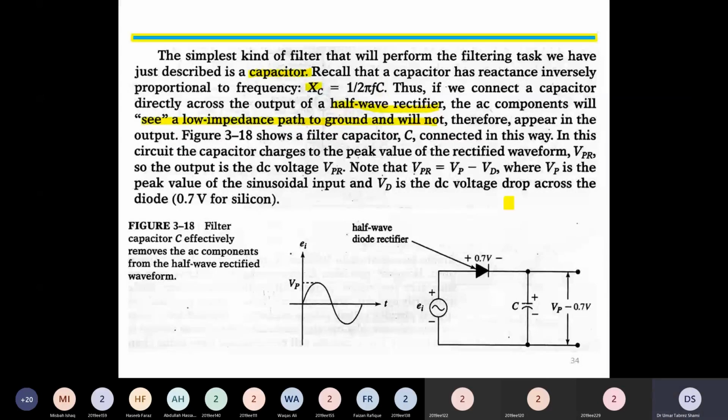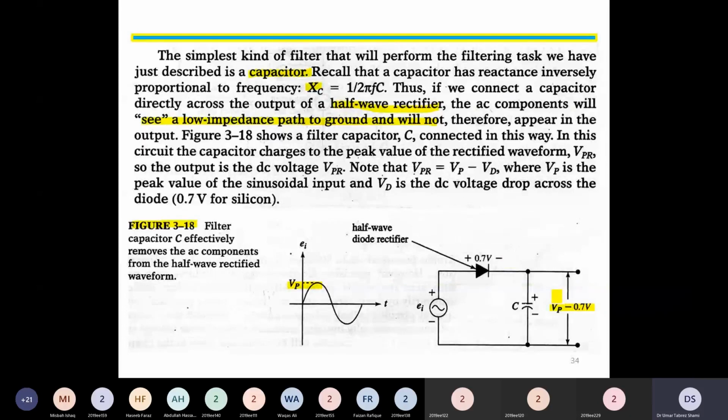In figure 3.18, a filter capacitor C is connected in this way. Here is figure 3.18, and we see that we have a normal AC input voltage, a diode, and output voltage, and then we have the capacitor connected across the load. The output voltage is given by the expression V peak minus 0.7 volt. So whatever is the peak voltage of the input, minus the 0.7 drop due to the diode, the result gives us the output voltage.